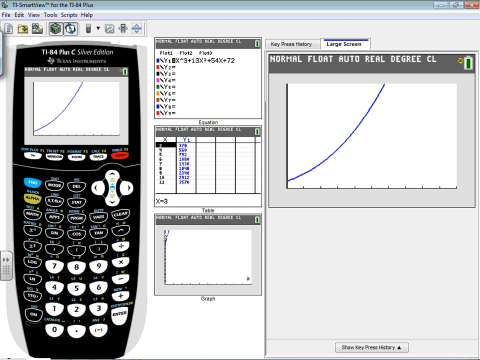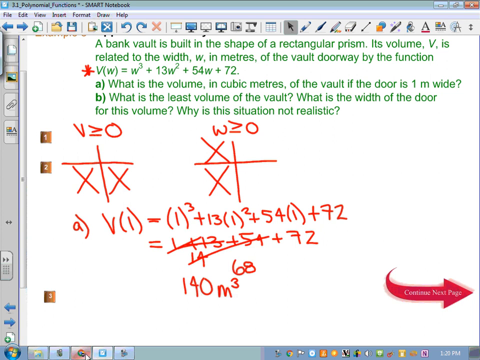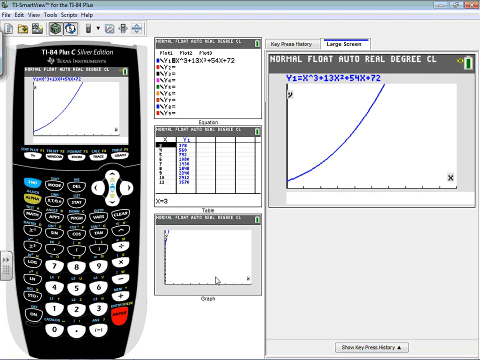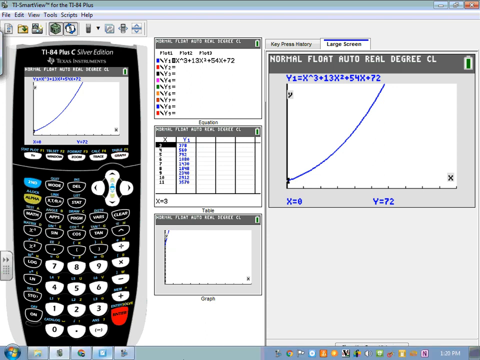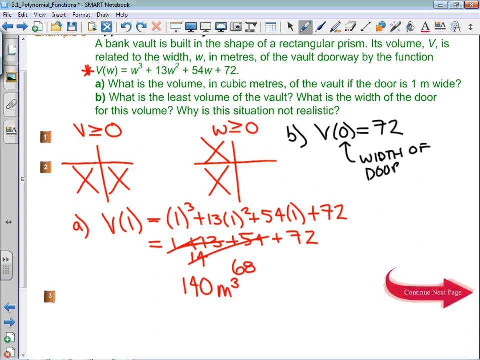Now, it wants to know what is the least volume of the vault. Very likely they want us to maybe figure out that it goes to the negative. But because of the nature of the function, the least volume of the vault is when W, or width, is equal to 0. So I'm going to put in our notes that the least volume of the vault for B is when V of 0 is equal to 72. The problem with this is that the width of the doorway is 0 meters, which makes it pretty hard to put things into or out of the vault.